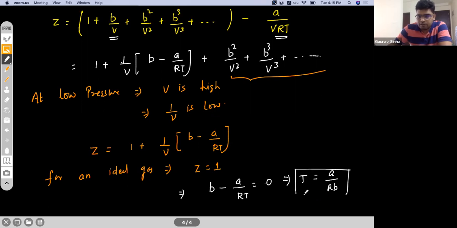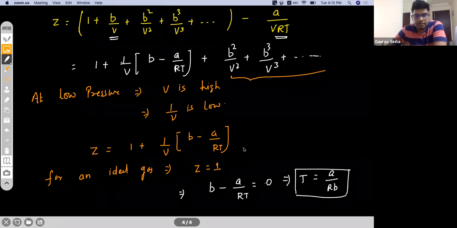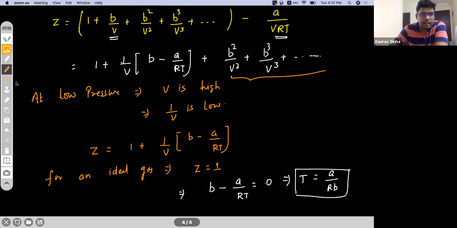And this is the formula of T. It means at this temperature and low pressure, the gas behaves as an ideal gas. The temperature at which any real gas starts behaving as an ideal gas is called Boyle's temperature. I've asked this question many times. Boyle's temperature is a by Rb, right? Write down: it is a temperature at which a real gas behaves as an ideal gas at low pressure.